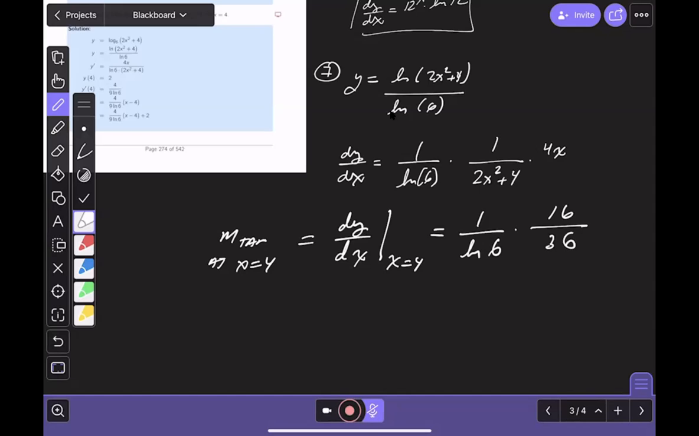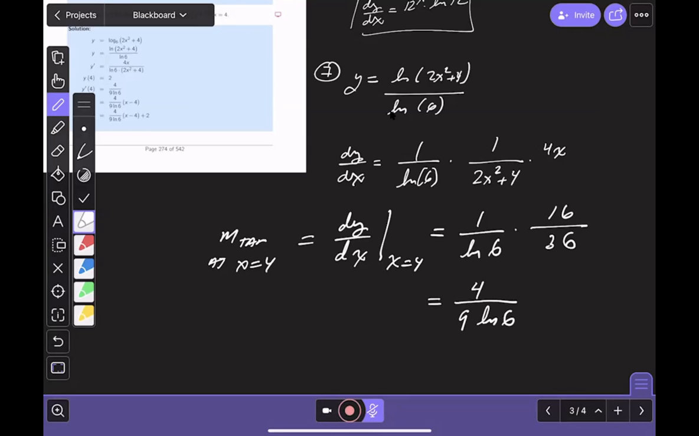I guess I could do that further, right? What would that give me? I guess I could divide by 4, right? So I get 4. And 4 goes into 36 9 times ln 6. All right. I still have to find the point. Right. I still need to find the point.